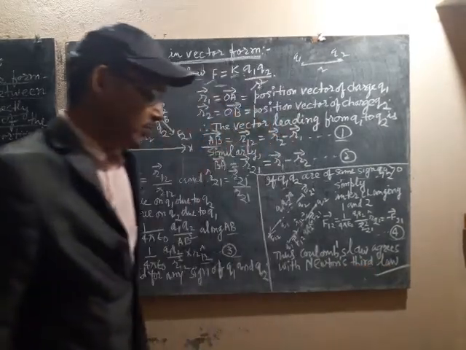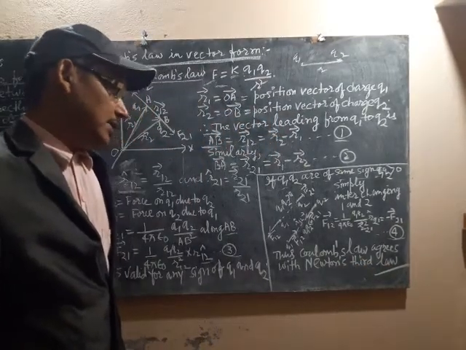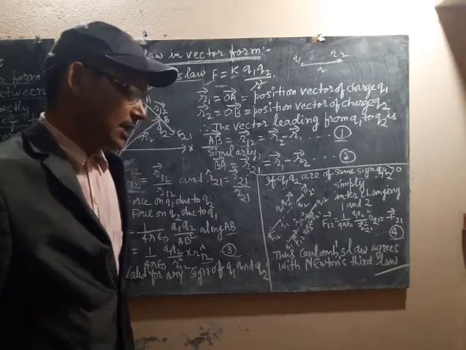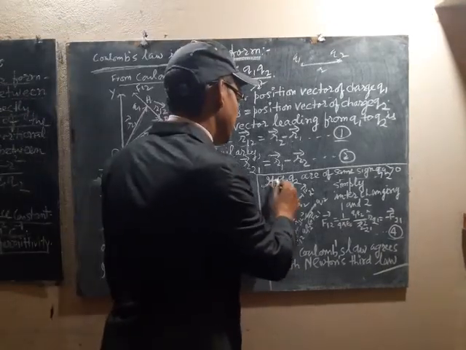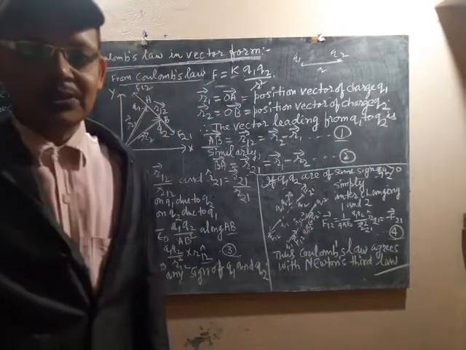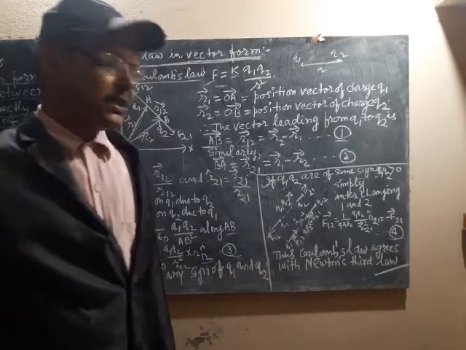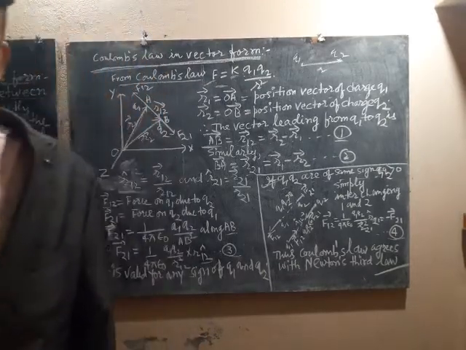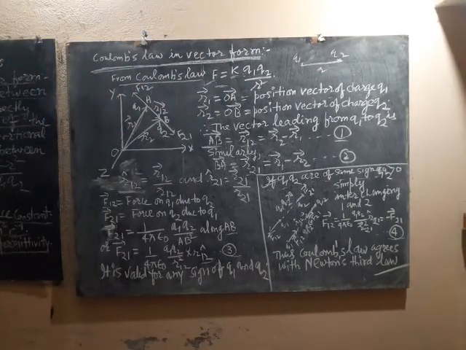If anyone asks how you say that Coulomb's law agrees with Newton's third law, then you can show this in mathematical form and say that Coulomb's law also agrees with Newton's third law. Try to understand all the points which are given here.